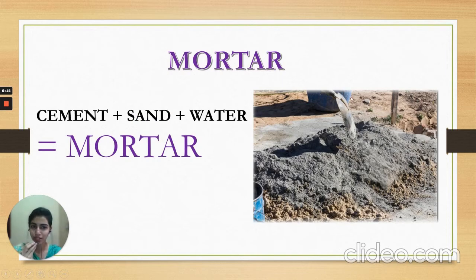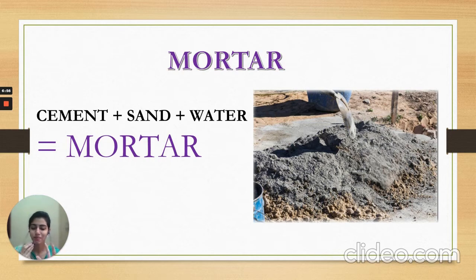The picture that you can see on the screen is mortar. Mortar is nothing but a mixture or a paste which is made when you mix cement, sand and water. I'll repeat once again. When you take some amount of cement, you add a little bit of sand and a little bit of water. All these three should be mixed in appropriate proportions. When you mix these three, you get a paste. That paste is nothing but mortar.